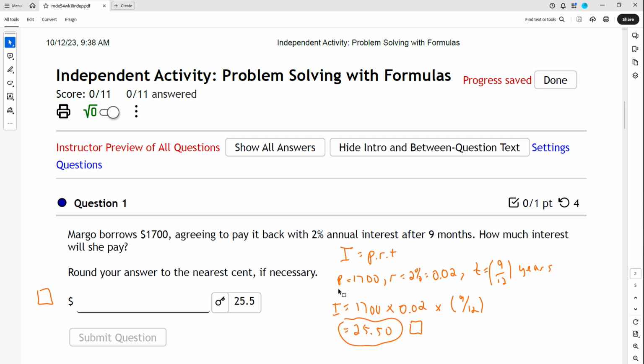where my P is 1,700, my rate is 2%, and my T is, I was given a fraction of a year, so I'll say 9/12 years here. So then I plug into the formula, and I simplify it, end up with $25.50.